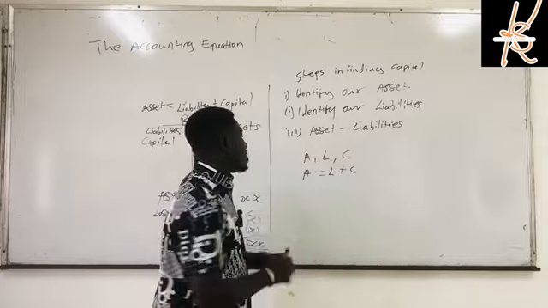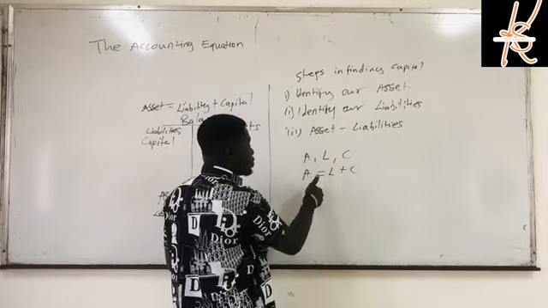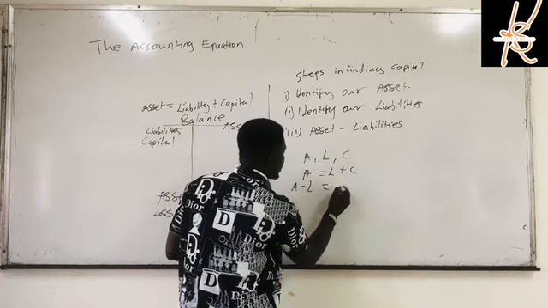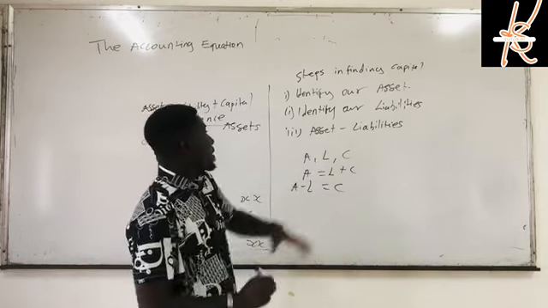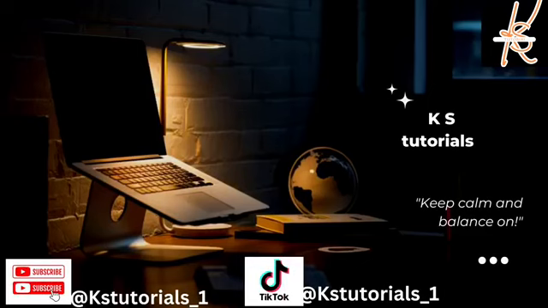If you want to find capital, you just move the L to where the A is, to subtract. So it will be A minus L is equal to C. That's what we are talking about. So C becomes A minus L.